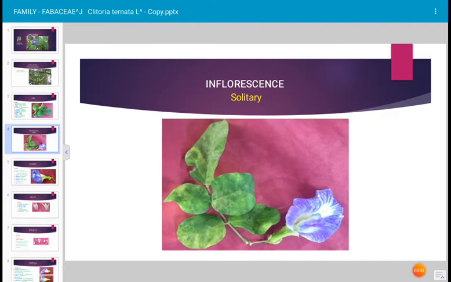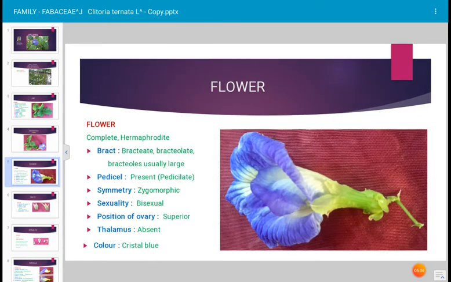Family is Fabaceae. Next, this is the flower of Clitoria ternata, very beautiful, crystal blue in color. Thalamus is absent in this flower, and the ovary of the flower is superior because the floral parts originate from the base. When we dissect the flower, androecium and gynoecium are both present. Therefore, such a flower is described as hermaphrodite, another word is bisexual flower. That means when the flower has male and female parts, that is androecium and gynoecium, such flowers are described as bisexual flowers.